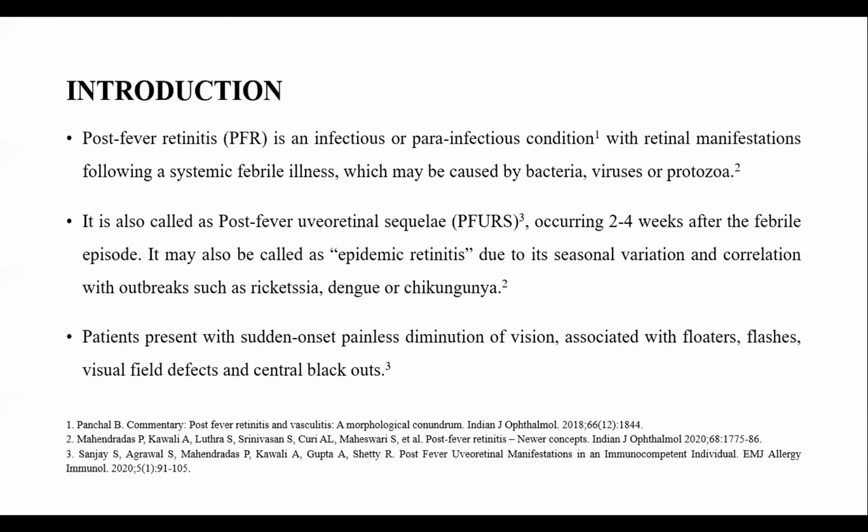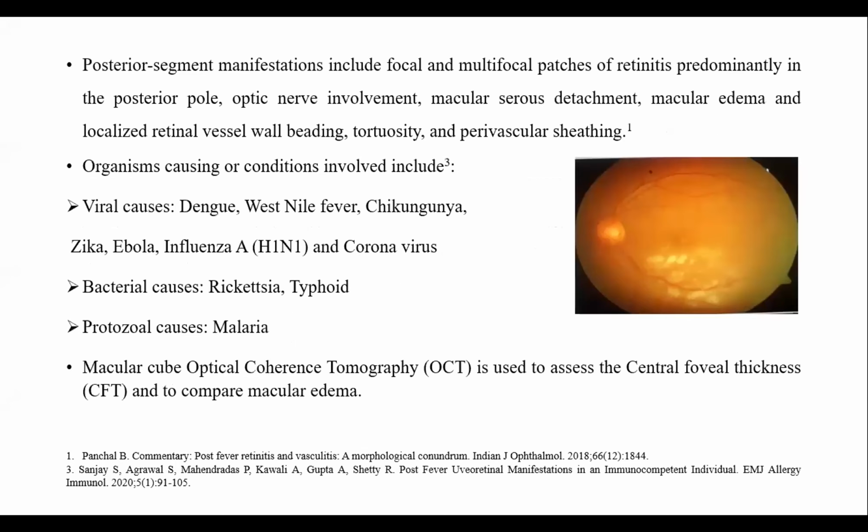It may also be called epidemic retinitis due to its seasonal variation and correlation with outbreaks such as rickettsia, dengue, or chikungunya. Patients present with sudden onset painless diminution of vision associated with floaters, flashes, visual field defects, and central blackouts. Posterior segment manifestations include focal and multifocal patches of retinitis, predominantly in the posterior pole. There may be optic nerve involvement, macular serous detachment, macular edema, localized retinal vessel wall beading, tortuosity, and perivascular sheathing.